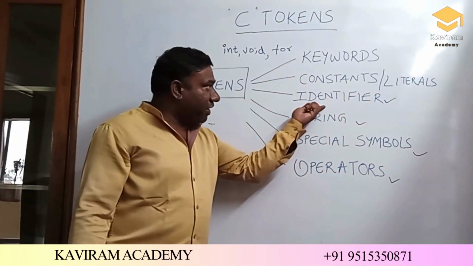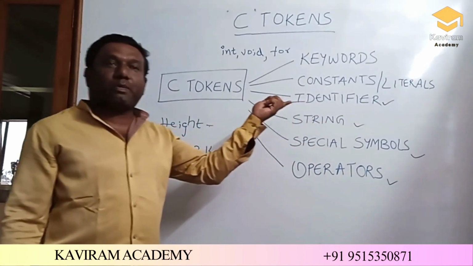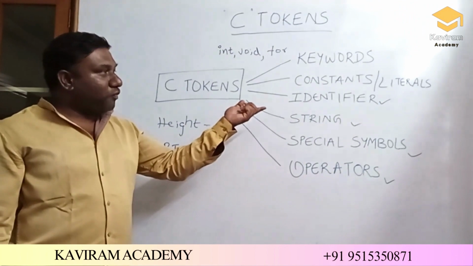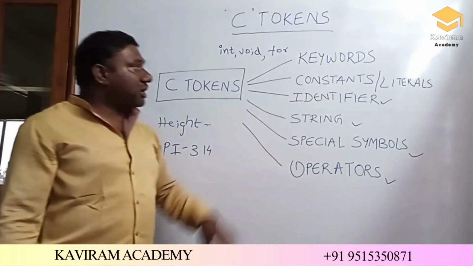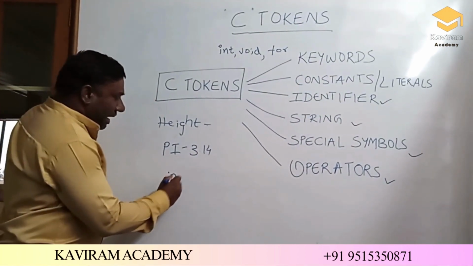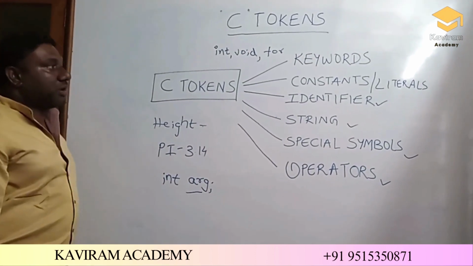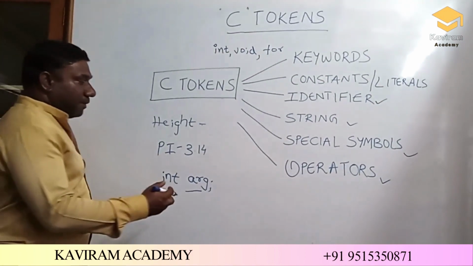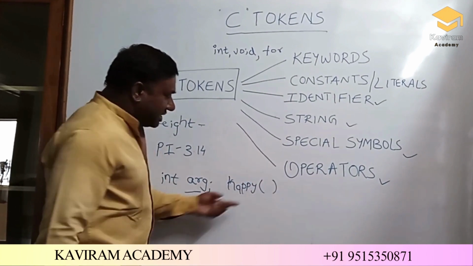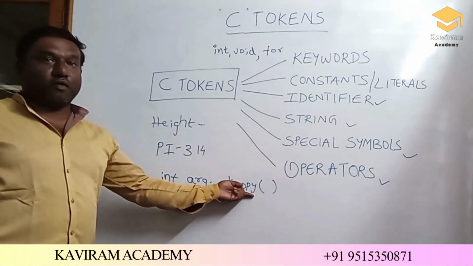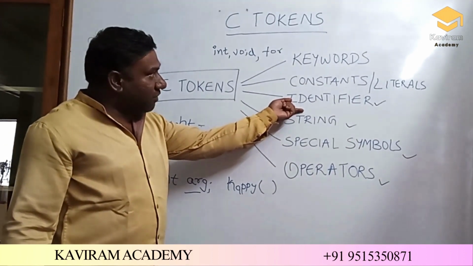Next one is identifiers. So what is an identifier? The term identifier is nothing but the name of your variables or the name of your functions. All these are known as identifiers. For example, if I give a variable name as int arg, here arg is nothing but your identifier. Similarly, for a function name, if you say happy is a function, this is also your identifier, the name of the function. So an identifier is like the variable names and function names given in your program.